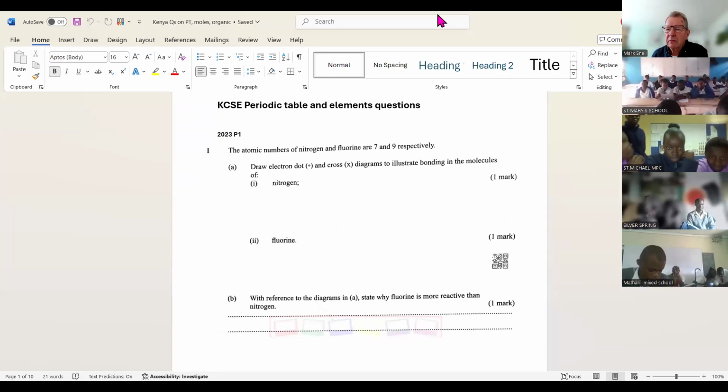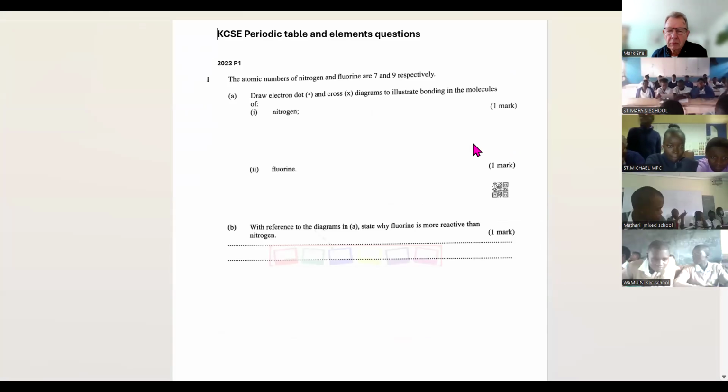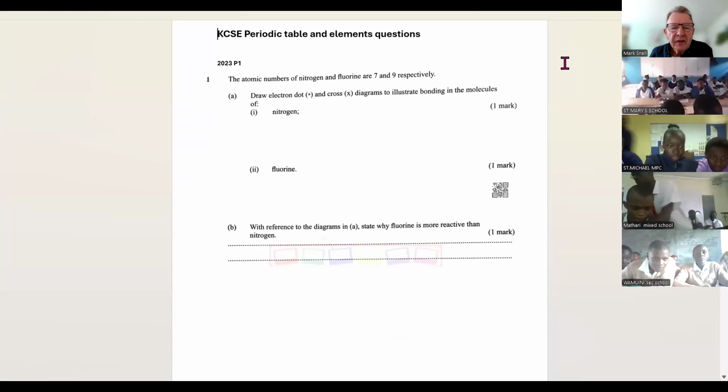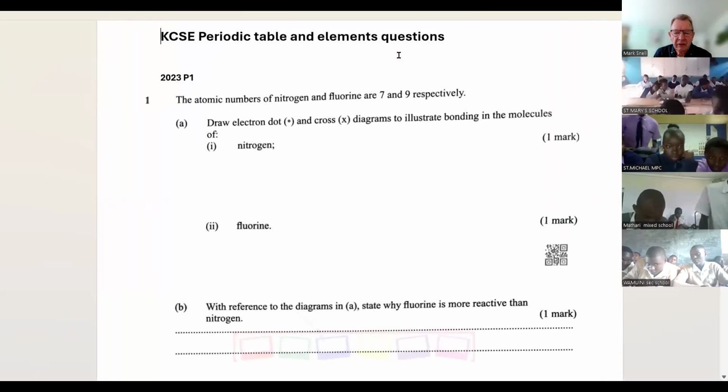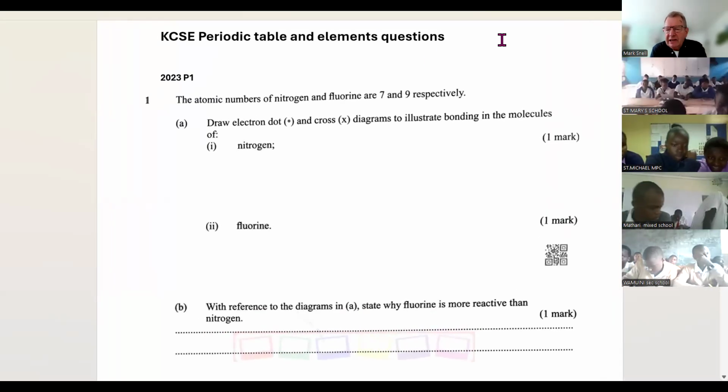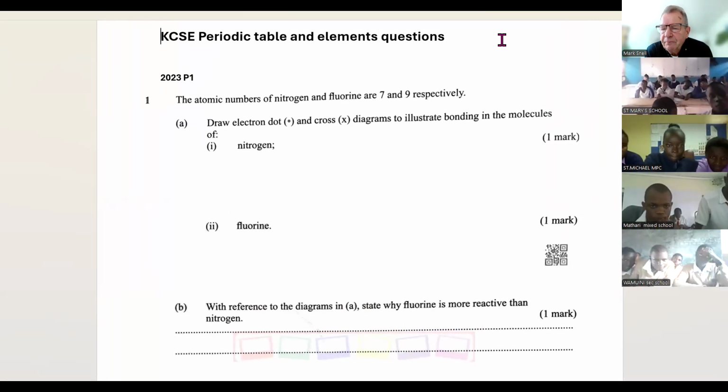Let me just make my board a little bit different. Right, I hope you can see that question fine. I'm going to ask each one of you to have a go at this. Just have a go at it. I'll make it a little bit bigger there. Have a little bit of a go at each question, and then we will go through it.